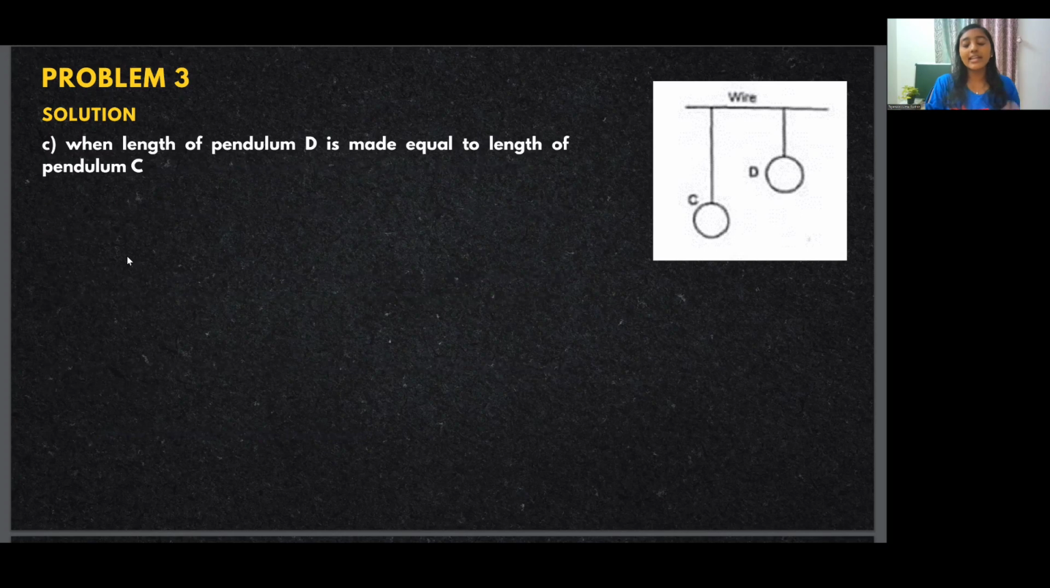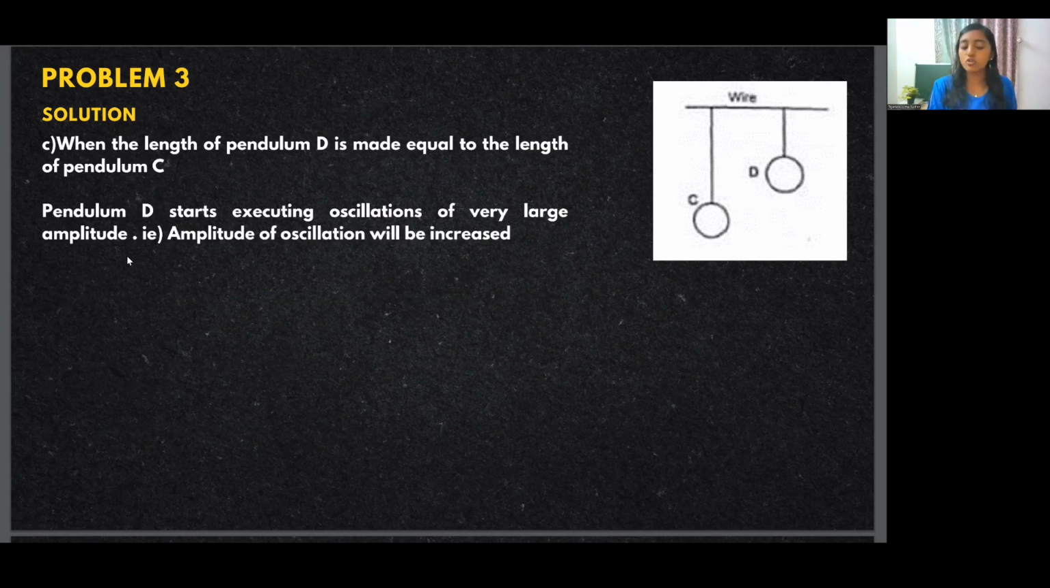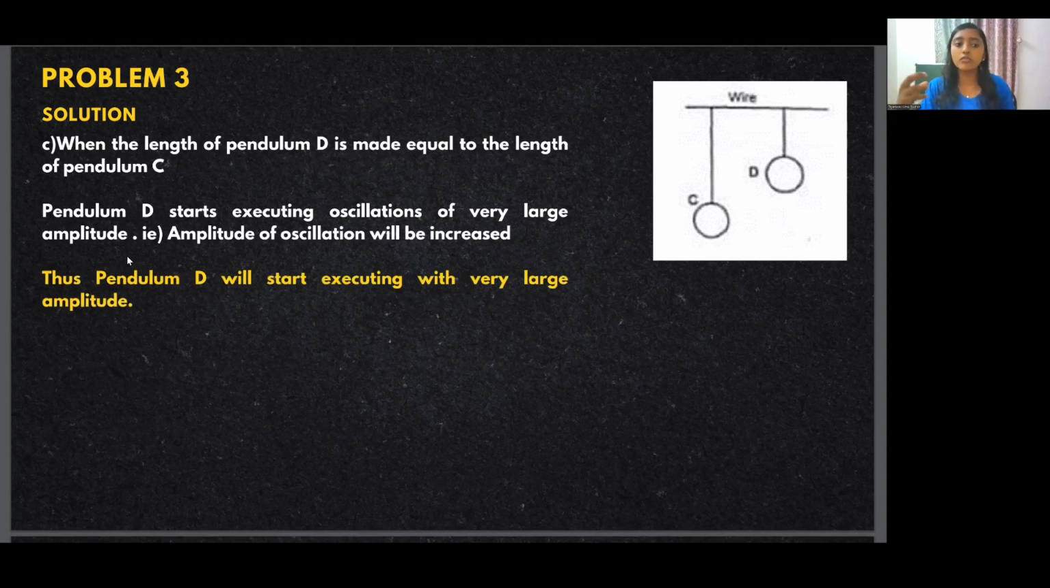Next is, what happens when the length of pendulum D is equal to the length of pendulum C? In the particular diagram, it is given with different lengths, and we have told what type of oscillation. Now, let us assume a case in which C's length is equal to D's length. So pendulum D starts executing oscillations of a very large amplitude. So the amplitude of oscillation will be increased, right? Pendulum D will start executing with a very large amplitude. So what does that mean? The amplitude will be very, very large.